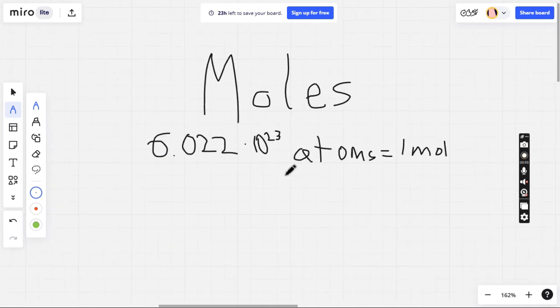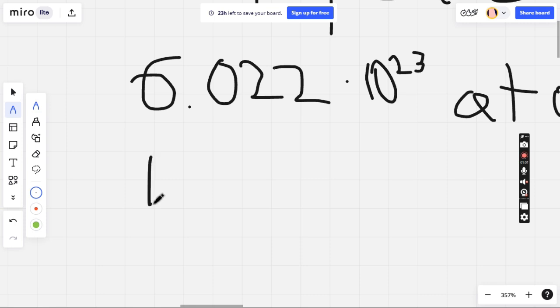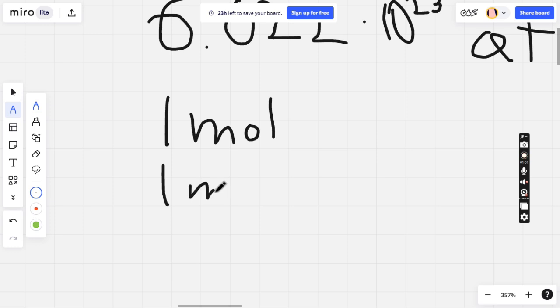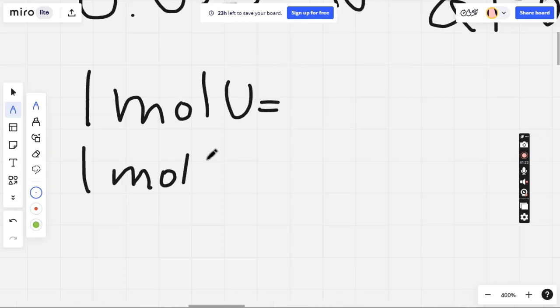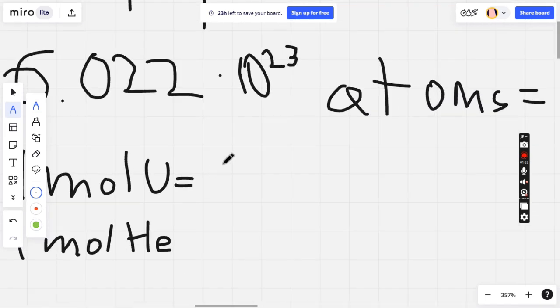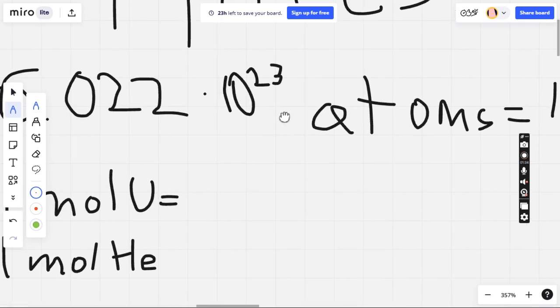This applies to every element, even molecules. So anywhere where there is, let's say, 1 mole of uranium. Whoops, my bad there. Uranium and 1 mole of helium. Both have the same amount of atoms, which is 6.022 times 10 to the 23rd power of atoms.